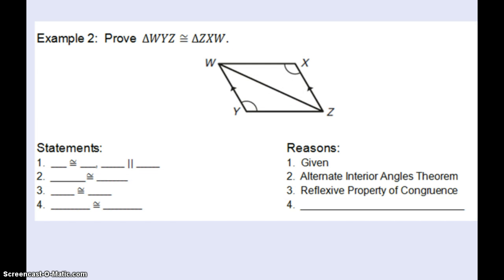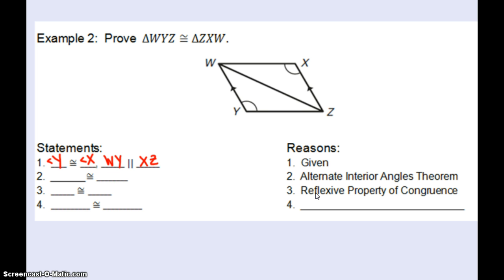Alright, 2-column proof. I'm asking you to prove that triangle WYZ is congruent to ZXW. First off, we know that angle Y is congruent to angle X. And I also know that WY, oops, I said W and wrote X, weird. WY is parallel to XZ.